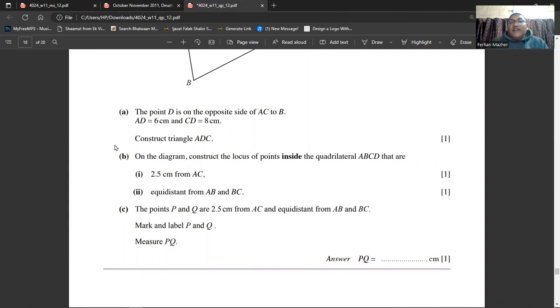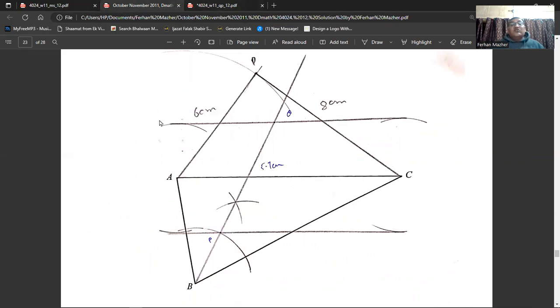So at point A, draw a circle of radius 2.5 centimeter. At point C, draw a circle of 2.5 centimeter. Then on these two circles, you see at A, I have drawn a circle of 2.5 centimeter, and on point C, I have drawn a circle of 2.5 centimeter. Then I will draw a tangent which is tangent to both the circles. So you can see this line. So this line will be parallel to the AC line, and it will be always at 2.5 centimeter distance.